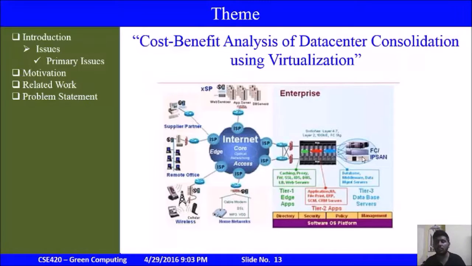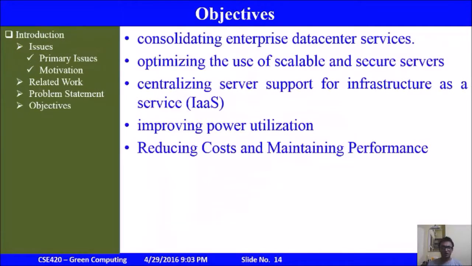The objectives of the paper are as follows. It includes consolidating enterprise data center services, optimizing the use of scalable and secure servers. It also includes centralizing server support for infrastructure as a service, that is IaaS. It aims at improving power utilization and reducing cost and maintaining performance.